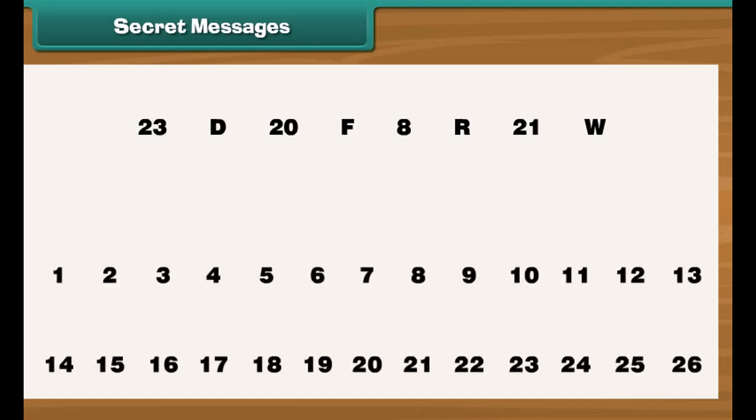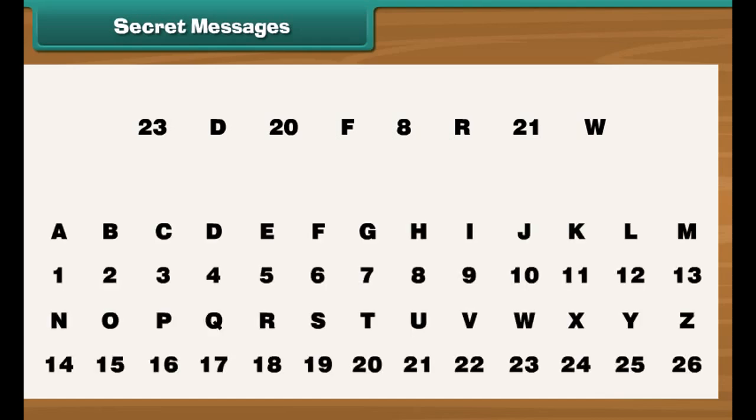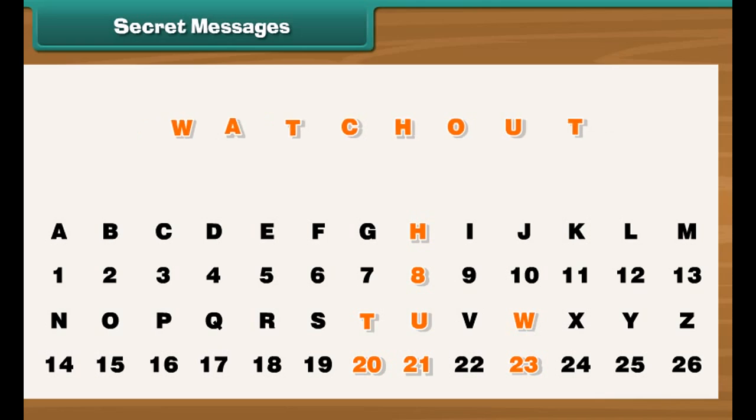The numbers represent the letters of the English alphabet of those positions. 23rd letter of the English alphabet is W. 20th letter is T. 8th letter is H. 21st letter is U. The letters in the secret message are 3 places ahead of the actual letters. D is actually A. F is C. R is O. W is T. So the decoded message is, watch out!